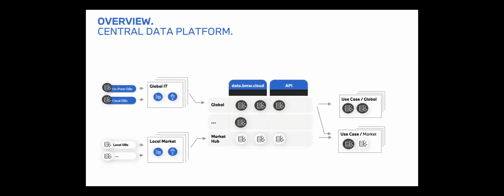Then how is it architected structurally? Basically, we've built a central data platform here in the middle, with the data portal available under data.bmw.cloud, which is only available internally right now, and an API, which is orchestrating all of that in the background.